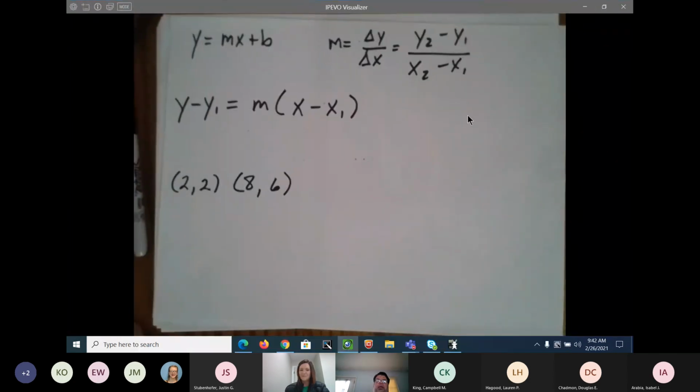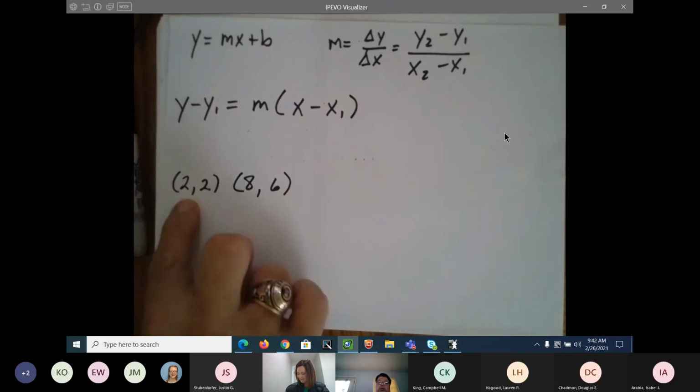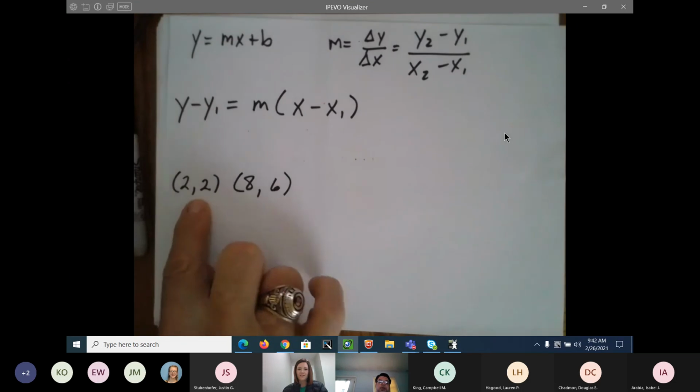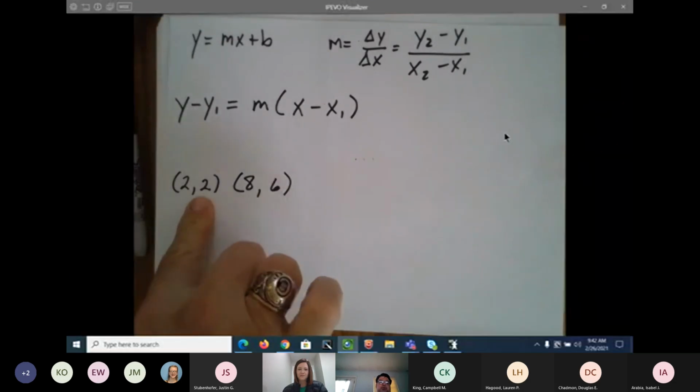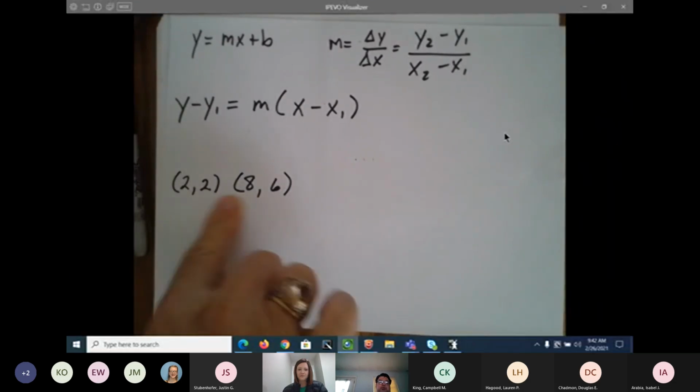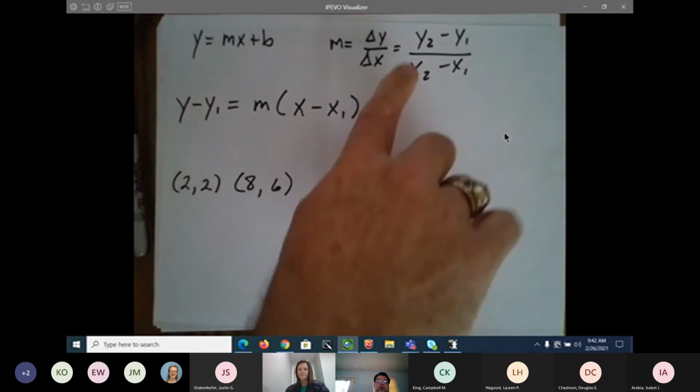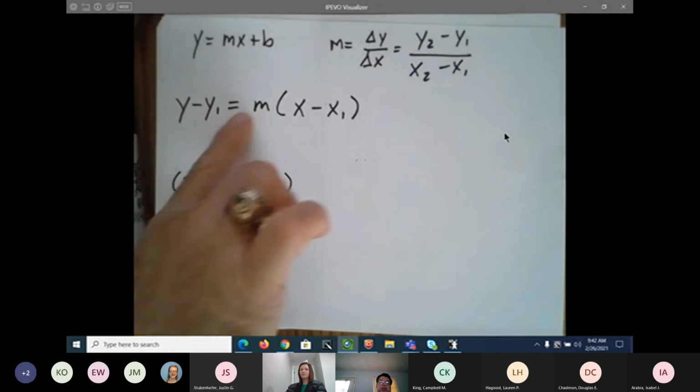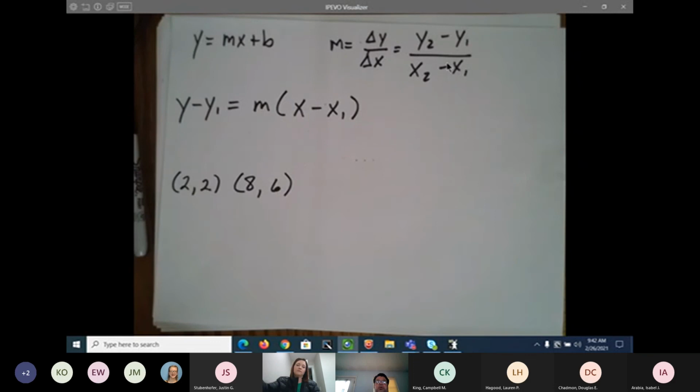All right, so here you go. I want everybody to use those two points right here, and I want you to find the equation of the line that goes through those two points, using the slope and the point-slope equation. And if you can't do it, then that means you're pretty much a failure when it comes to point-slope and slope.